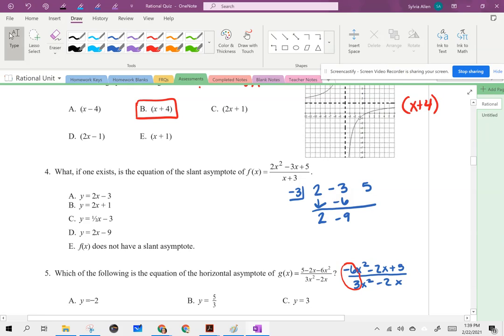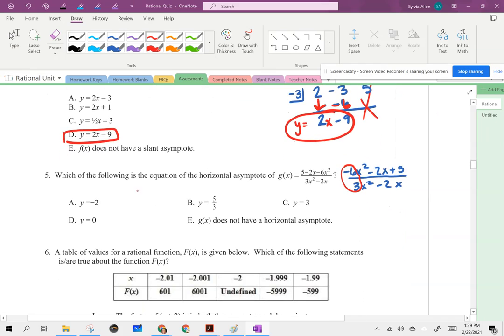Number 4, if one exists, what is the equation of the slant asymptote? So this is right here, my synthetic division process. And then I could care less about the remainder. Remember, if this was x squared and then an x, we reduce it by 1 more. So my equation is just going to be y equals 2x minus 9.